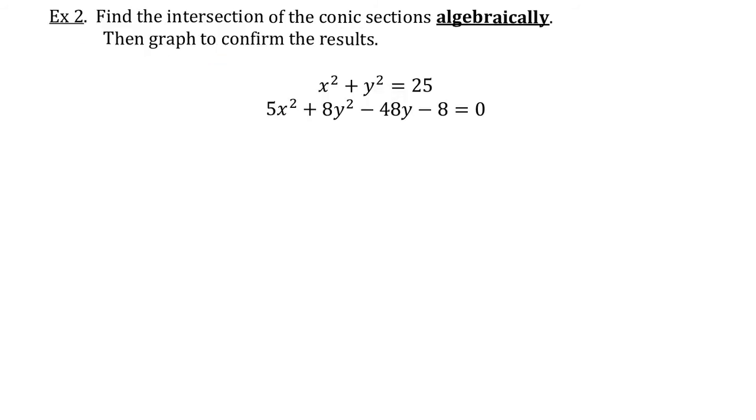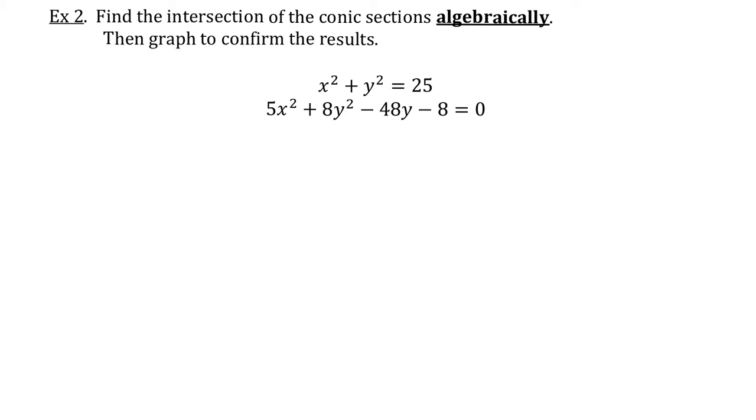Okay, the last thing we're going to do is combine what we did in a previous chapter with what we're doing in this chapter. So we're going to find the intersection of these two conic sections algebraically, and I'm going to graph to confirm the results. So we're going to solve the system, and I'm going to graph it so we can confirm that we actually did it correct. Now, if I look at these two equations, I could do elimination, I could do substitution.